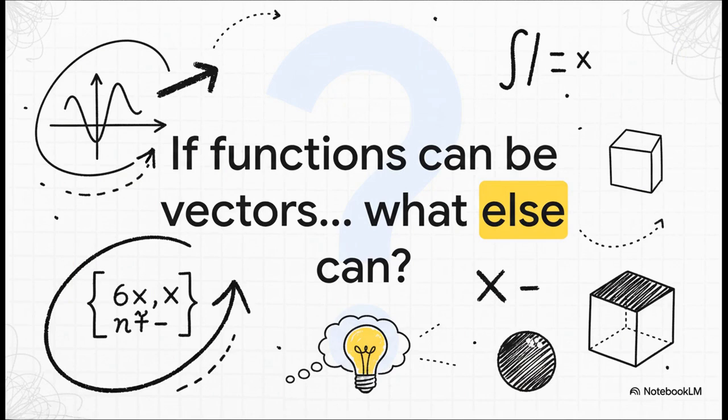And that really leaves us with a pretty cool question to chew on. If something as abstract as a function can behave like a vector, and something as simple as a list of numbers can too, what else is out there? What other things in math, or maybe even in the real world, are secretly vectors, just waiting for us to see them for what they truly are?